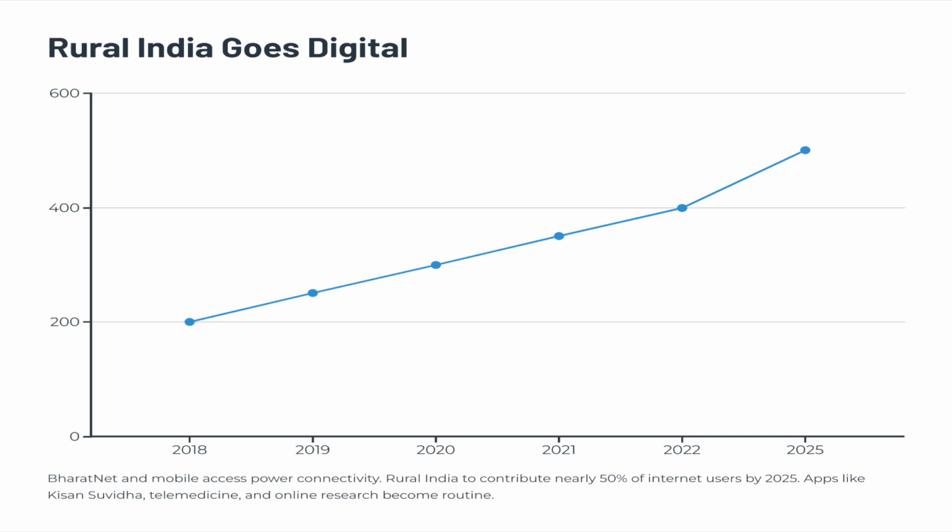India is projected to have around 900 million internet users by 2025, with rural regions contributing almost half. This isn't just about numbers, it's profoundly reshaping lifestyles and how rural consumers make decisions. From farmers using apps like Kisan Suvidha to accessing entertainment, telemedicine, and researching products online.